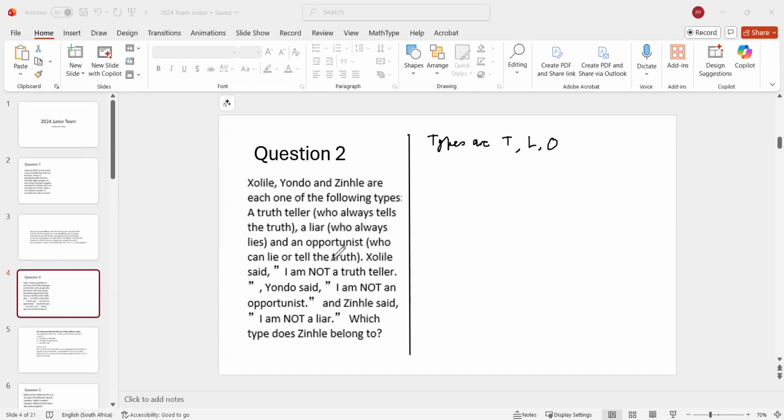Each one makes a statement. Xolile says, I am not the truth teller. Yondo says, I'm not the opportunist. And Zinhle says, I am not the liar.